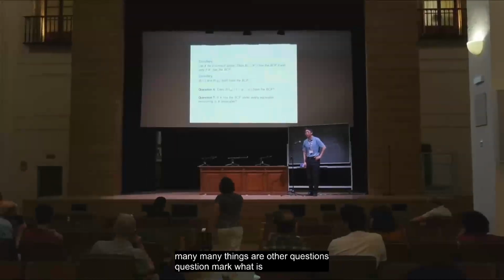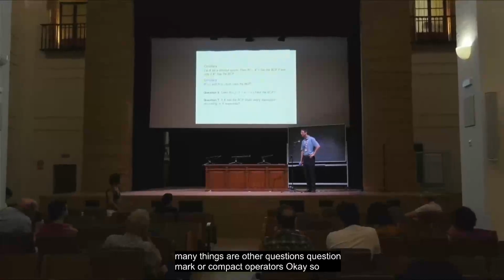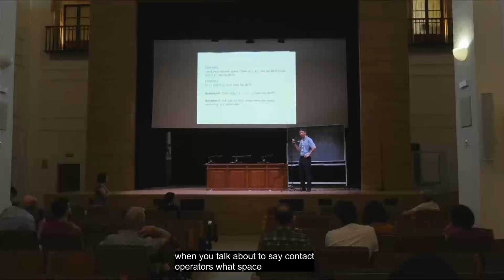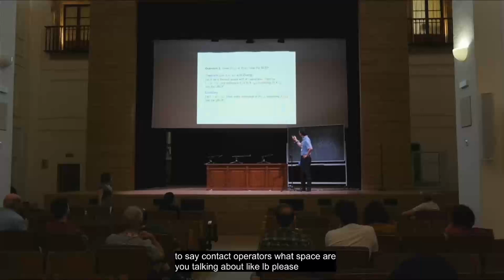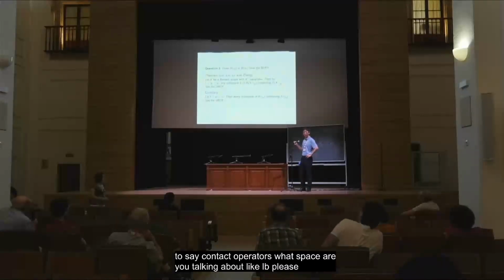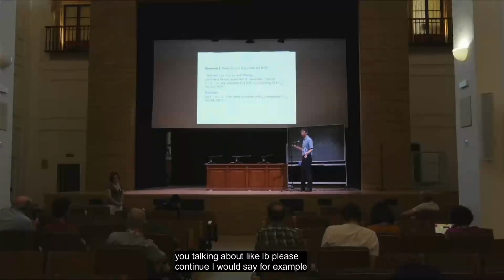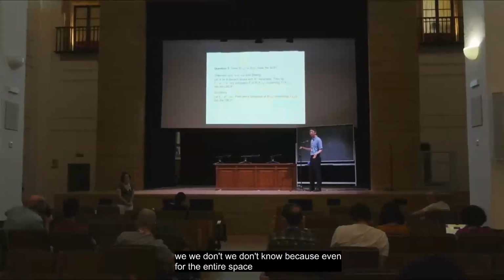What about subspaces of invertible or compact operators? When you talk about compact operators, what space are you talking about? Like little LP, for example. For little LP, the answer is already here, right? Because any subspace containing the finite rank operators would have the BCP. For some other spaces, for example the capital LP case, we don't know, because even for the entire space we don't know. And invertible operators?